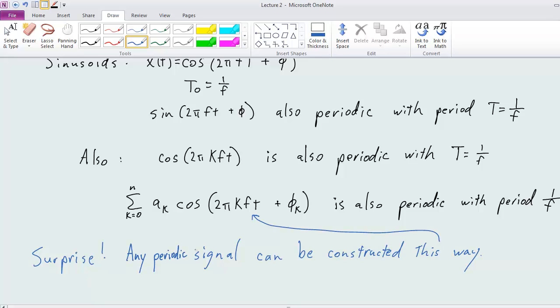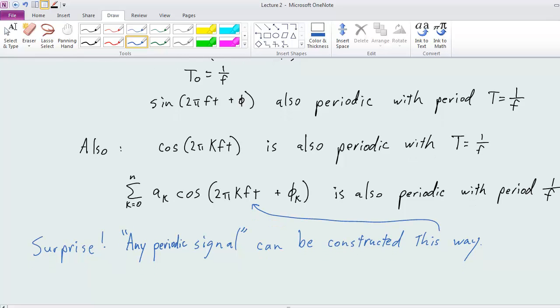Any periodic signal. I'm going to put this in quotes because if we want to be really picky with the math, there are a few ways to interpret this statement. And some ways will have subtle nuances that will restrict certain functions from fitting in this. My statement is that any signal will work. If we define it correctly, then it's true. Any periodic signal will work.